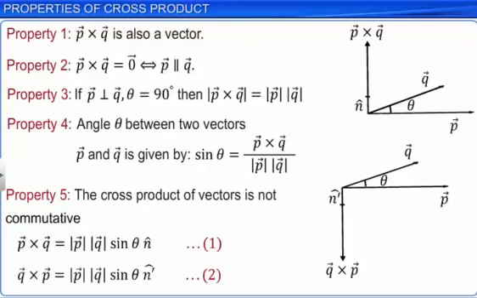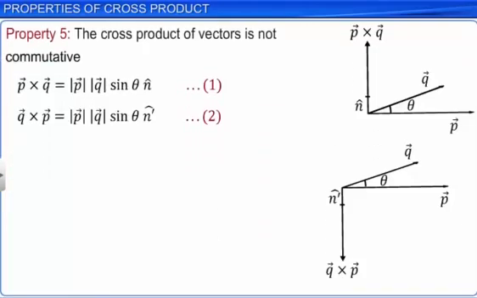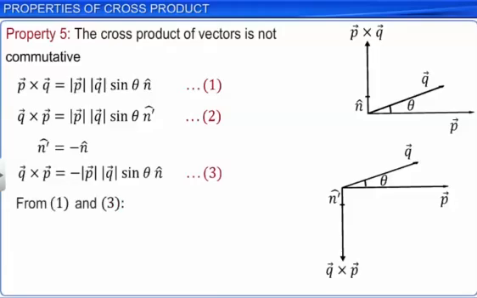Comparing the two figures, we can see that vectors n and n dash are in opposite directions. Putting vector n dash equal to minus vector n in equation 2, we get equation 3. Comparing equations 1 and 3, we find that the cross product of vectors p and q is equal to the negative of the cross product of vectors q and p. This leads us to the conclusion that the cross product of vectors is not commutative.